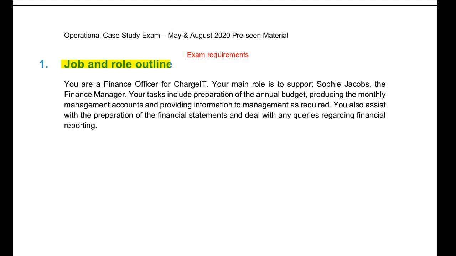Okay, so the first thing that we can spell out and break down in a bit more detail is that you are a finance officer for ChargeIT. Okay, but the question we have to ask here is, what role does a finance officer actually fulfil for a business like ChargeIT, and what position is an employee of this level within the company as a whole? Well, as you can see from the generic organisational structure on screen at the moment, as a finance officer, you are essentially at the lowest level, the lowest rung of the organisational hierarchy.